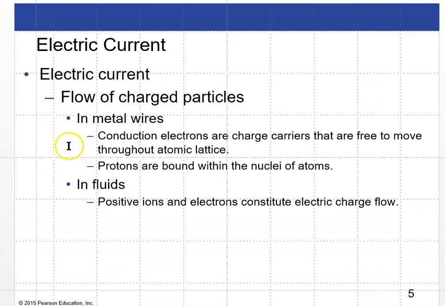Now, electric current is the flow of charged particles. In metal wires, it is due to electrons, and these are the conduction electrons. These are the charge carriers. They're free to move throughout the atomic lattice. Protons themselves are bound with the nuclei of the atom. They don't move. In fluids, you can have positive ions and electrons to constitute electric charge flow. In a plasma, it's basically positive ions and electrons.